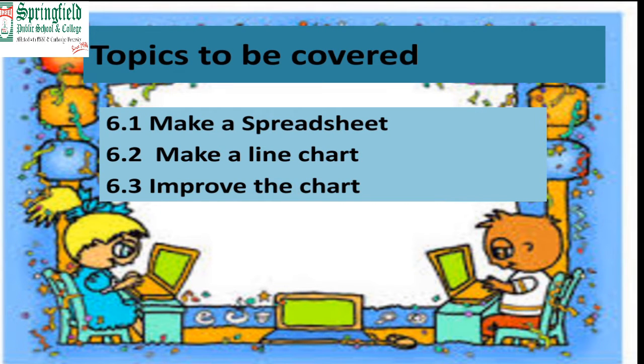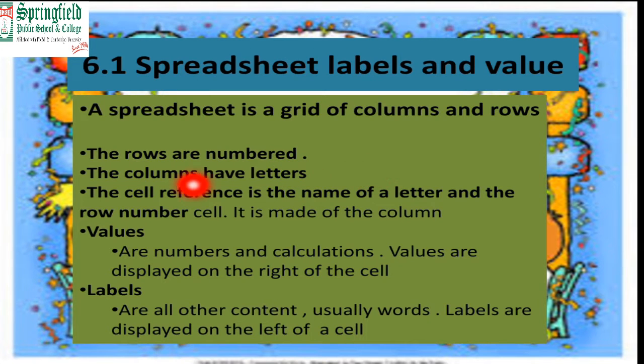A spreadsheet is a grid of rows and columns. The rows are numbered, the columns have letters, and the combination of the column letter and row number is called the name of the cell, and it's called the cell reference. Values are the numbers and calculations, and they are displayed on the right of the cell. Labels are all the content, usually words, and labels are displayed on the left of the cell.